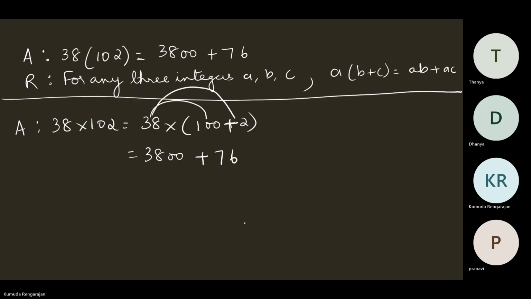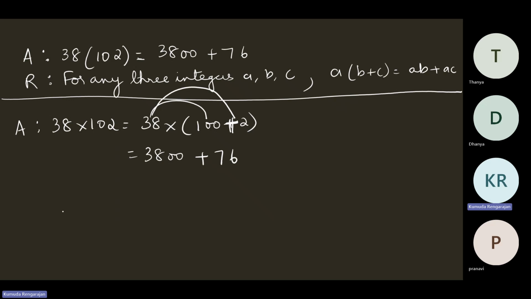Right? Yes or no? Yes, ma'am. 38 into 100, 3800, plus 38 into 2, 76. So the assertion is correct.